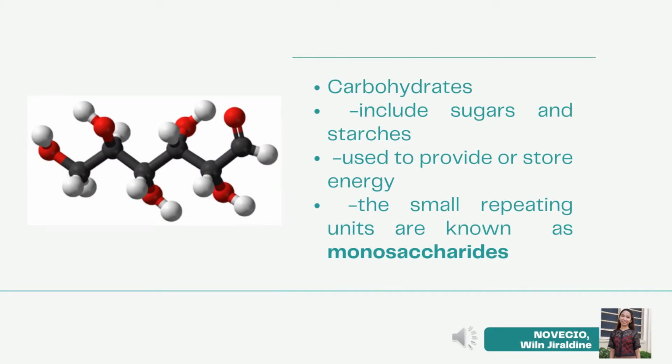What are carbohydrates? Carbohydrates are the most common class of biochemical compounds. They include sugars and starch and are used to provide or store energy, among other uses. Like most biochemical compounds, carbohydrates are built of small repeating units or monomers, which form bonds with each other to make larger molecules called polymers. In the case of carbohydrates, the small repeating units are known as monosaccharides, and each monosaccharide consists of 6 carbon atoms, as shown here in the picture.